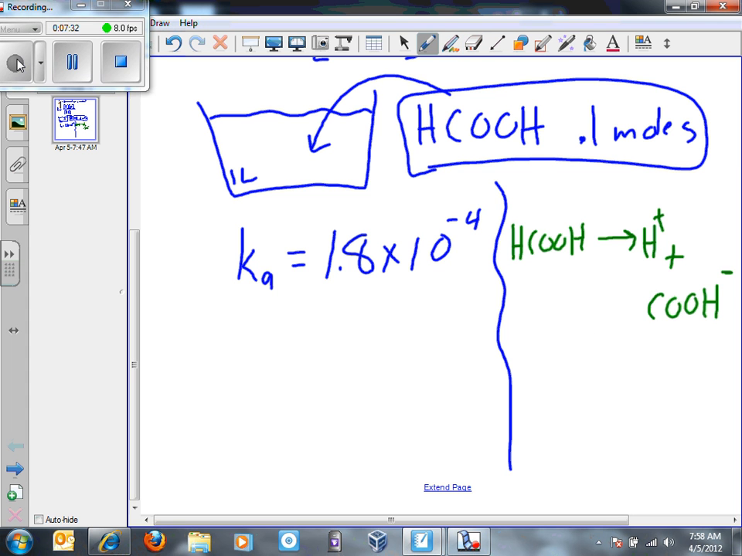Okay, so the question is, we put in 0.1 moles of this. How much of this do we get? How much of this do we get? If we look at our formula, we can set it up as Ka is equal to the H plus times the A negative, the concentrations, divided by what we start out with.